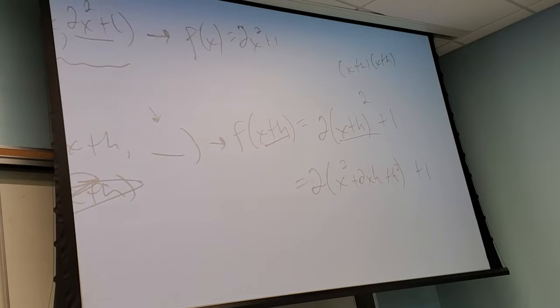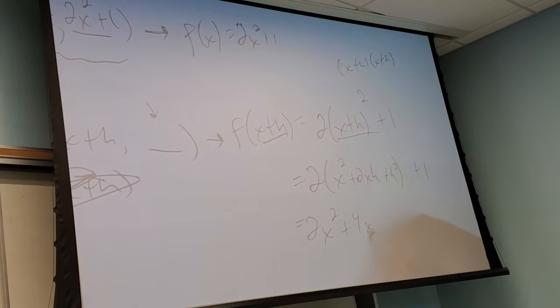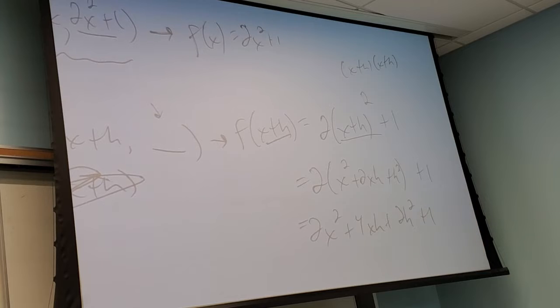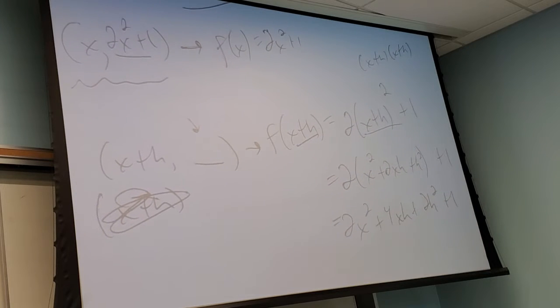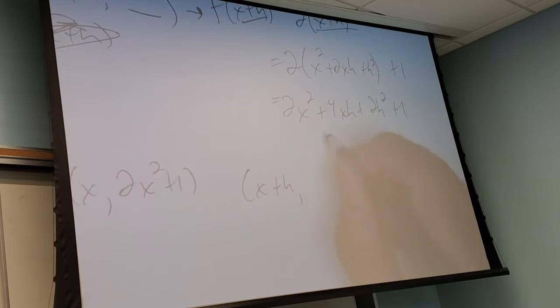So notice how each single step involved in this problem is not difficult. But as a student, it is really easy to think of the entire problem at once in your head. You're like, oh my God, no, just focus on one thing at a time. I know that seems really simple. So let's see, we get 2x squared plus 4xh plus 2h squared plus 1. That's what that is. So what are my 2 points? I have x, 2x squared plus 1, and I have x plus h comma, all that.